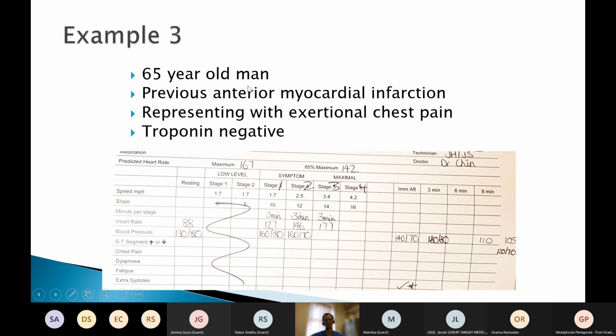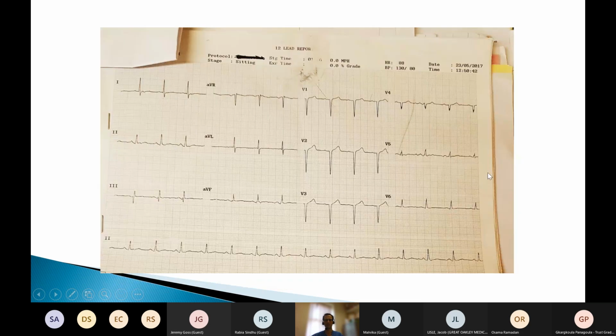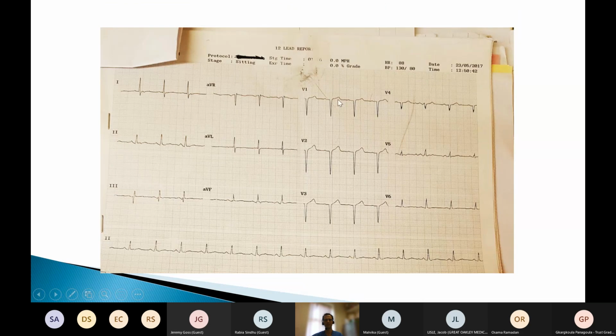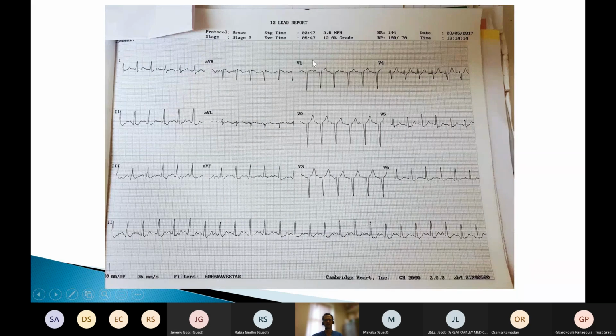This is an example of a 65-year-old man who had a previous anterior MI who came in with chest pain but a negative troponin, and we didn't think it was likely that he had ischemia. This is some years back, and we did an exercise test. His resting ECG: can you see that there are anterior Q waves? And as he exercises, can you see that there's some ST elevation here? Go back. Can you see how these QRS segments go up slightly?